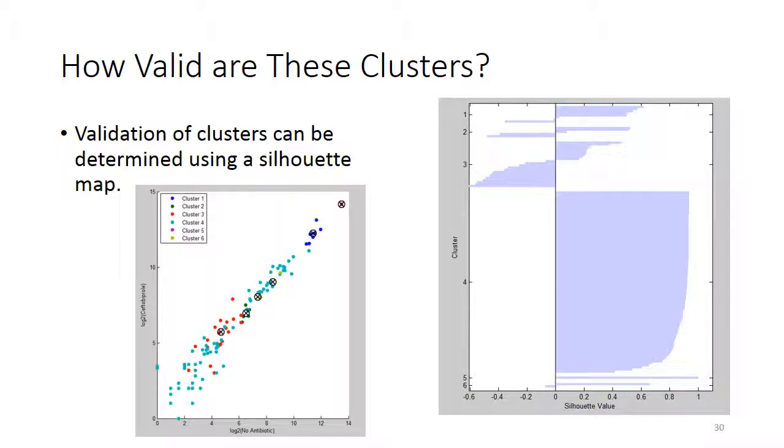Whereas points here in cluster 3, which have a quite negative silhouette value, and are here in the red, they're in the middle of cluster 4, and maybe we should try a different number of clusters, or try maybe a different clustering method.